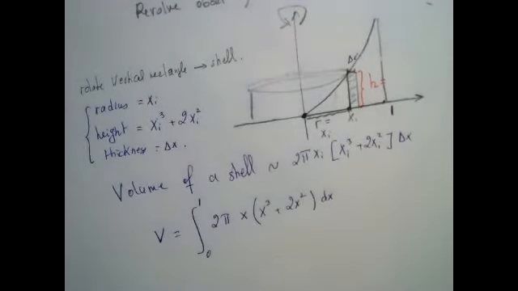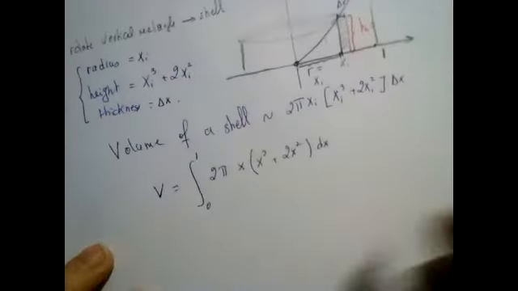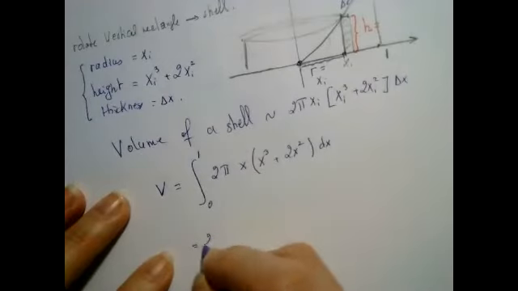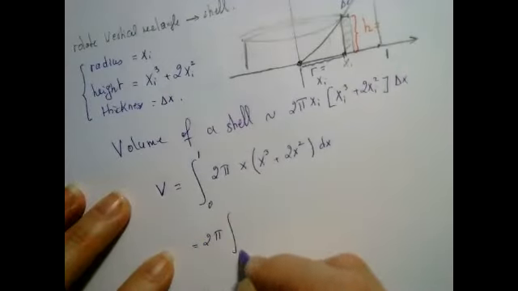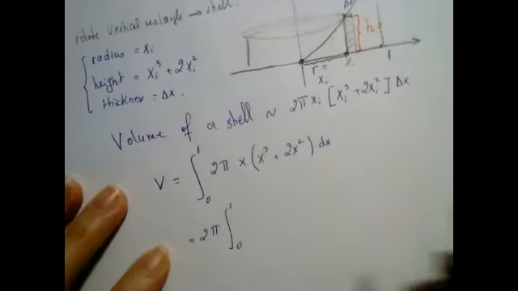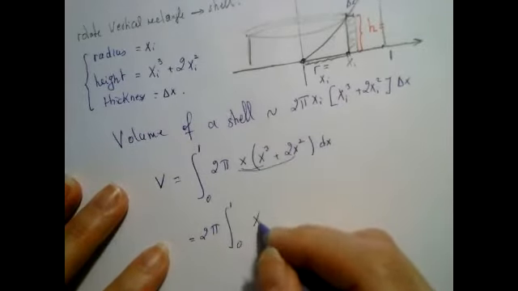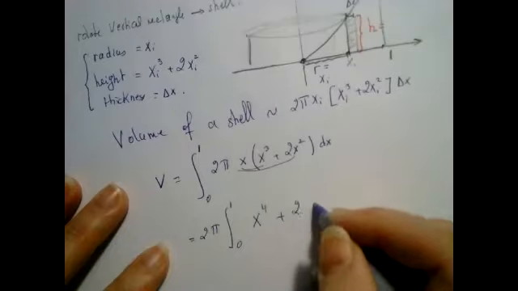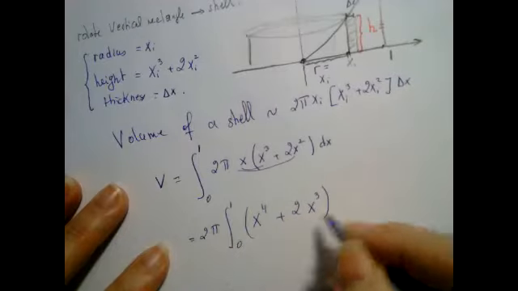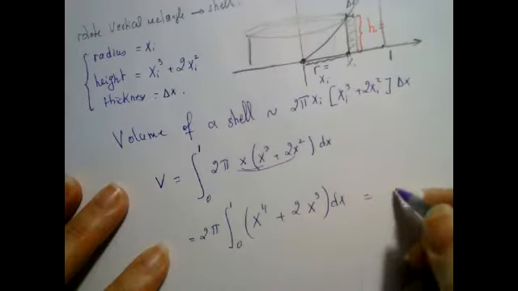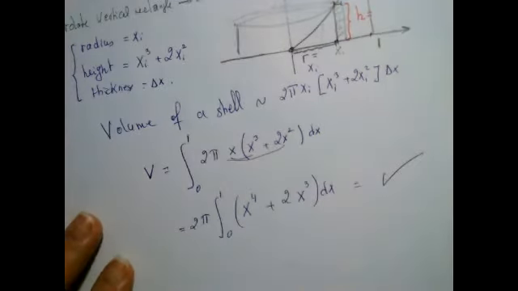Okay, the rest is simple. I usually do the first step in the integration process, and then I let you finish it when it's very simple. The only way to do that is actually to distribute. Distributing will give me x to the fourth plus 2x cubed dx. The rest, you should know how to do it. Okay?